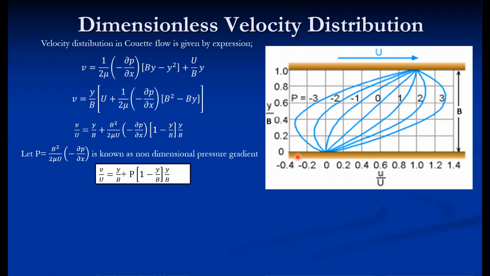Now, this is the plot of v by U versus y by b. So this is called the non-dimensional diagram. We consider the plate moving with velocity U. The distance between the plates is b. In non-dimensional form, its variation is from 0 to 1. That means when y by b is equal to 1, it reaches the upper plate velocity.